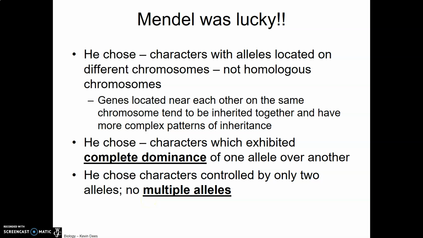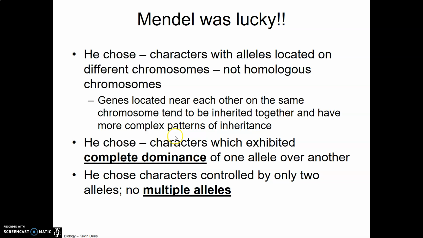Okay, in a previous part of this chapter and discussion, we posed the question, was Mendel lucky? Well, in one sense, he was, because he chose characters that have alleles located on different chromosomes. So he didn't choose characters where two different characters were located on the same pair of homologous chromosomes. Genes located near each other on the same chromosome tend to be inherited together and do have more complex patterns of inheritance than Mendel observed.